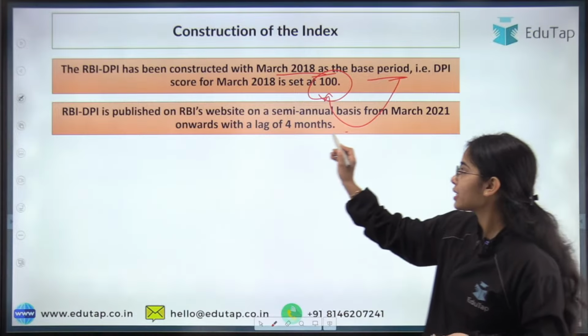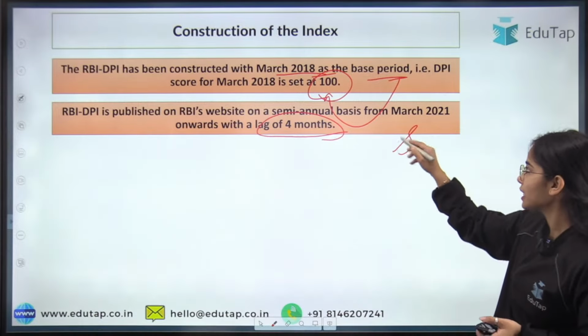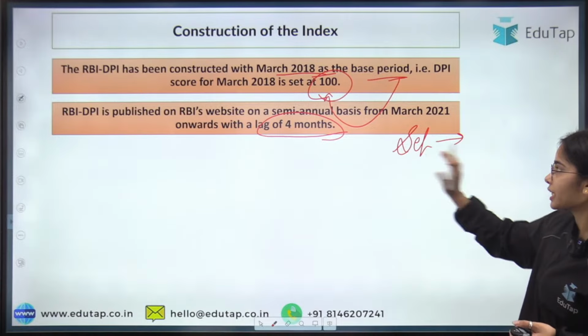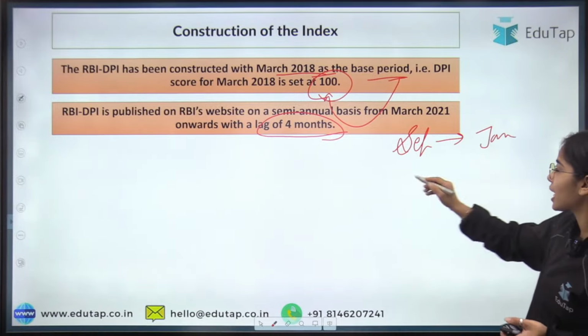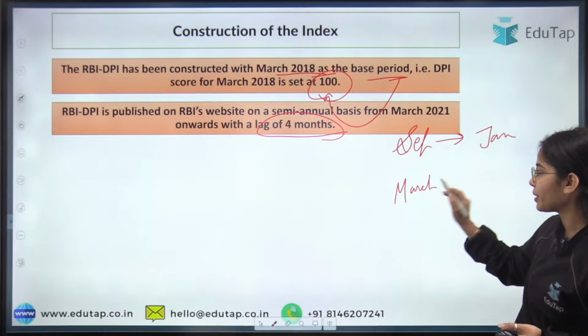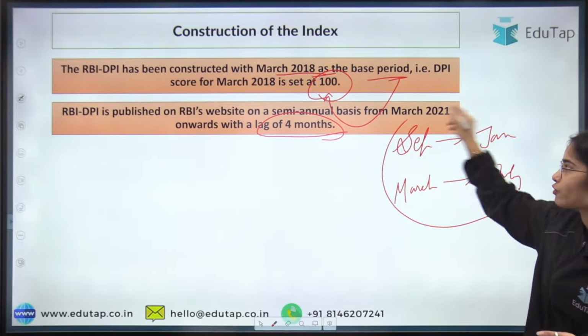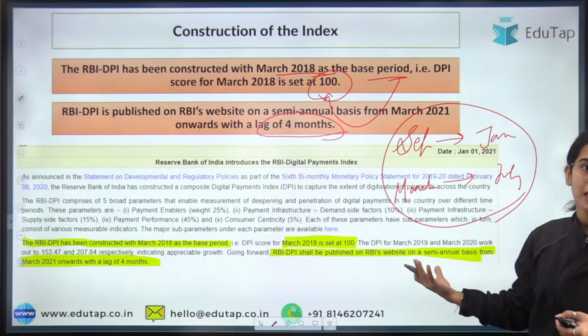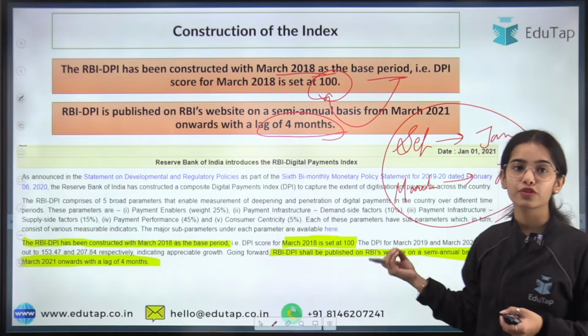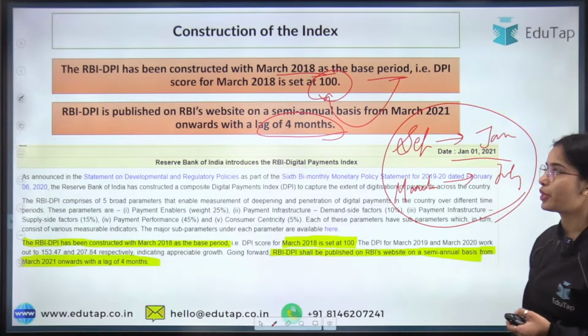And it is released with a lag of 4 months. That's why the data for the September RBI DPI is released in January, and the data for the RBI DPI for March is released in July, with a lag of 4 months. So this is the basic idea, and the RBI DPI was first announced on January 1, 2021.